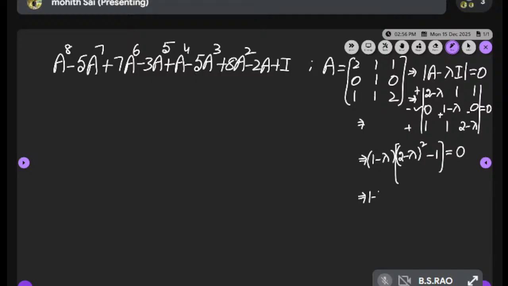1 minus lambda, 4 plus lambda square minus 4 lambda minus 1 equals 0. Now this is minus lambda cube and this is 3. 3 into minus lambda, minus 3 lambda, and again plus 4 lambda square, and again plus lambda square.